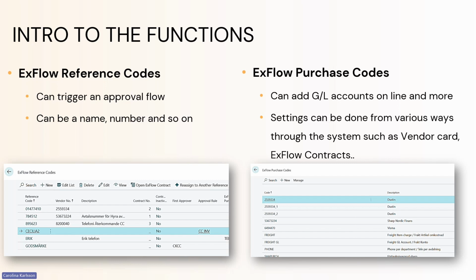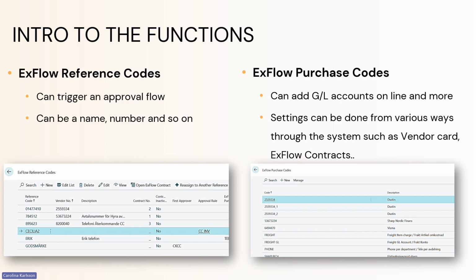And with ExFlow purchase codes, you can add coding on your lines. You can add it automatically from the vendor card, from a reference, from ExFlow contracts. You can add it in ExFlow setup, and you can use ExFlow purchase codes to split on several dimensions, for example. And with this, you automate your work. For example, maybe you have a vendor that you over and over again add the same lines, same accounts. With the purchase code, you can save that and then use the code instead. So it frees up your time a little bit more.